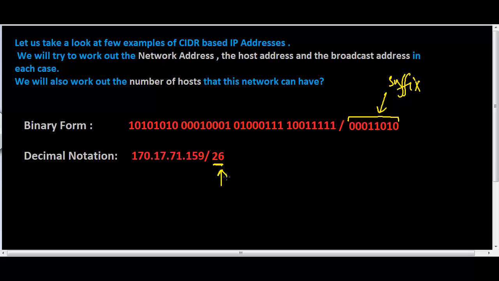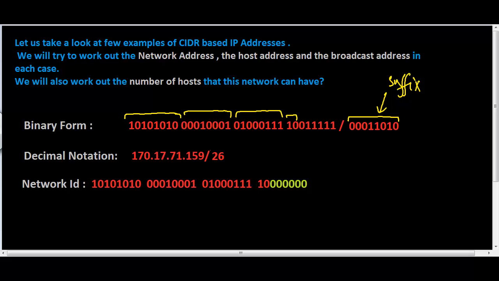So this suffix is telling us that the number of network bits in this IP address is 26. So let's just count 26. These are 8, these are another 8, 16, 24, and then these 2 bits. So these are the number of bits that are reserved for the network. So let's work out the network ID.